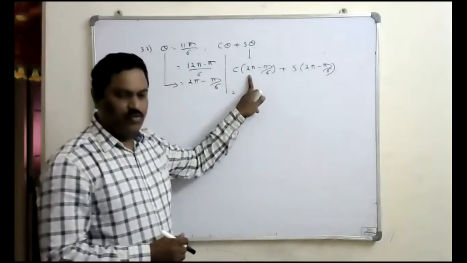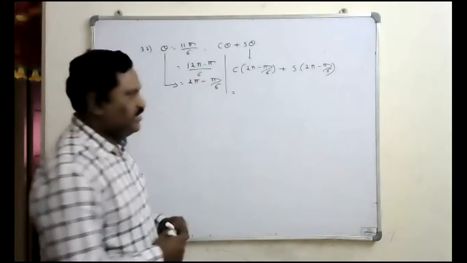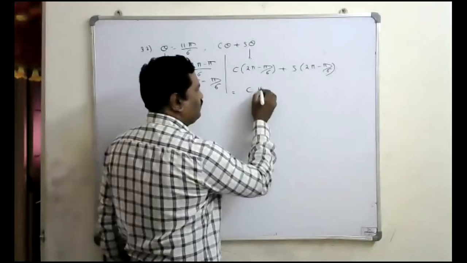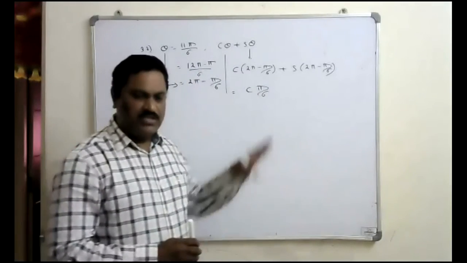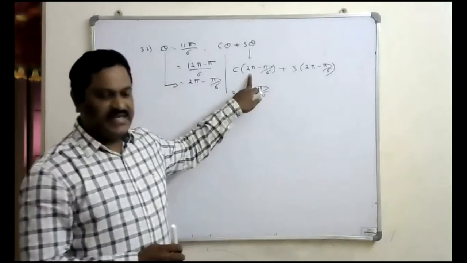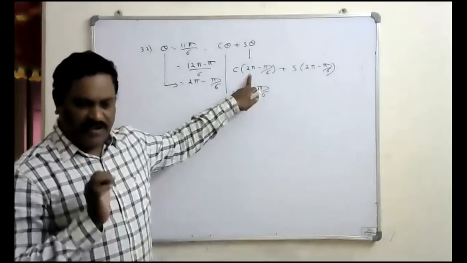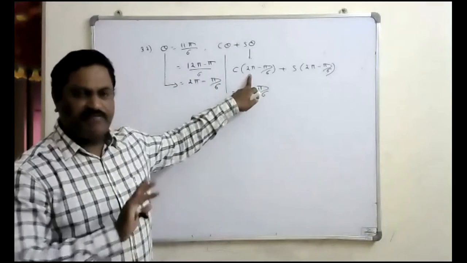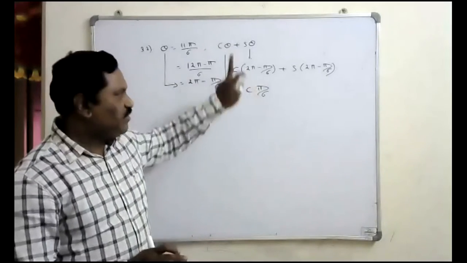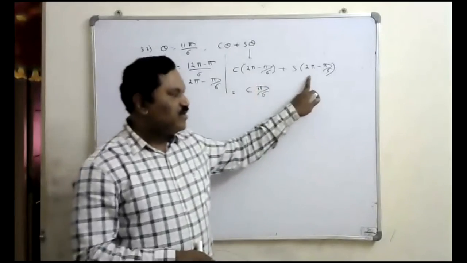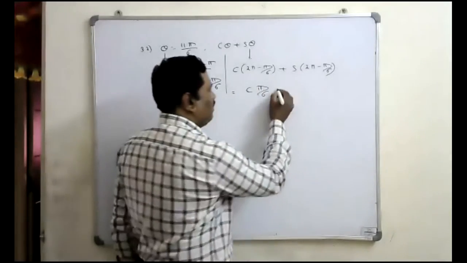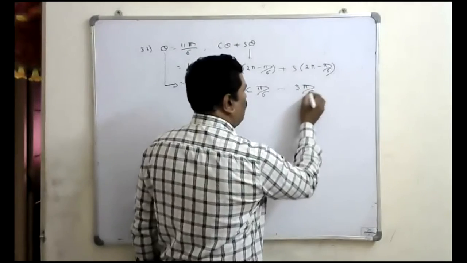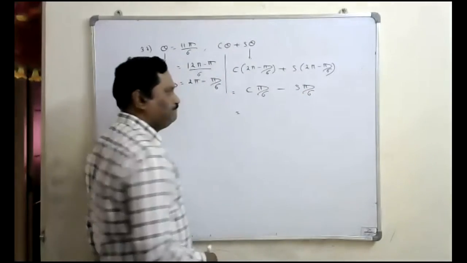Fourth quadrant, cos 330 is positive. That is 2 pi, the angle on the x-axis. If any quadrant angle is on the x-axis, the function is not going to change. It will become cos pi by 6. But here the angle is in the fourth quadrant, so sine becomes minus: minus sin pi by 6.